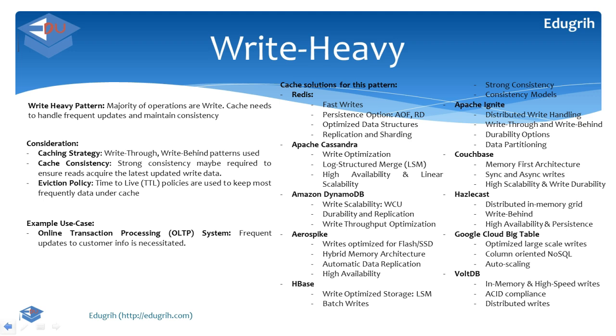So it's durable in nature. It can persist the particular data, and it also supports write throughput optimization. Aerospike, write optimized for flash or SSD. So a hybrid approach of storing the data between flash and SSD and ensuring the hybrid memory structure architecture, ensuring fast reads and fast writes, automatic data replication feature, and highly available.